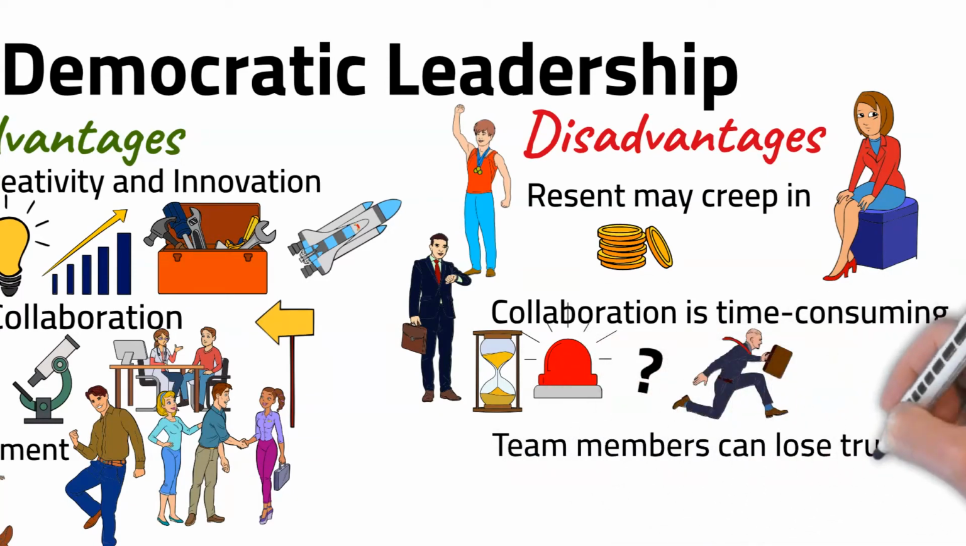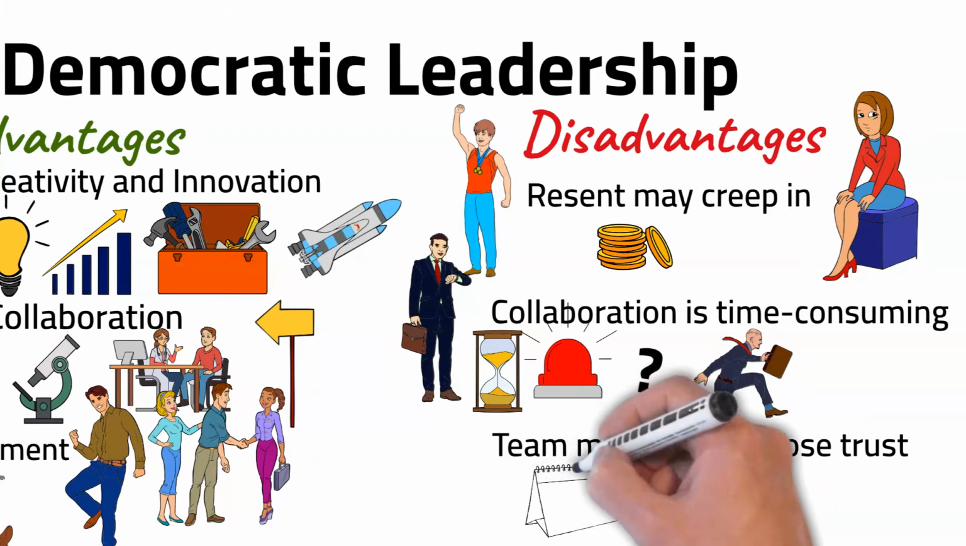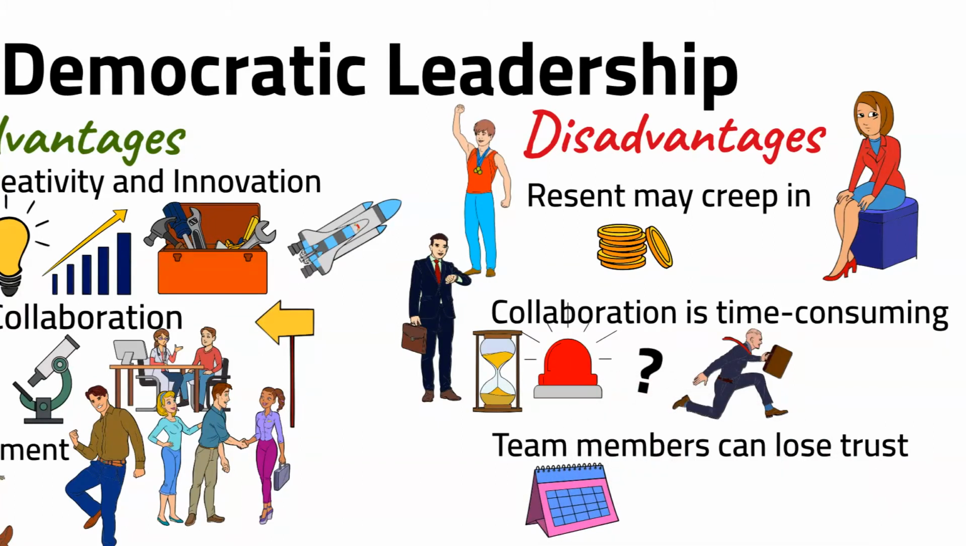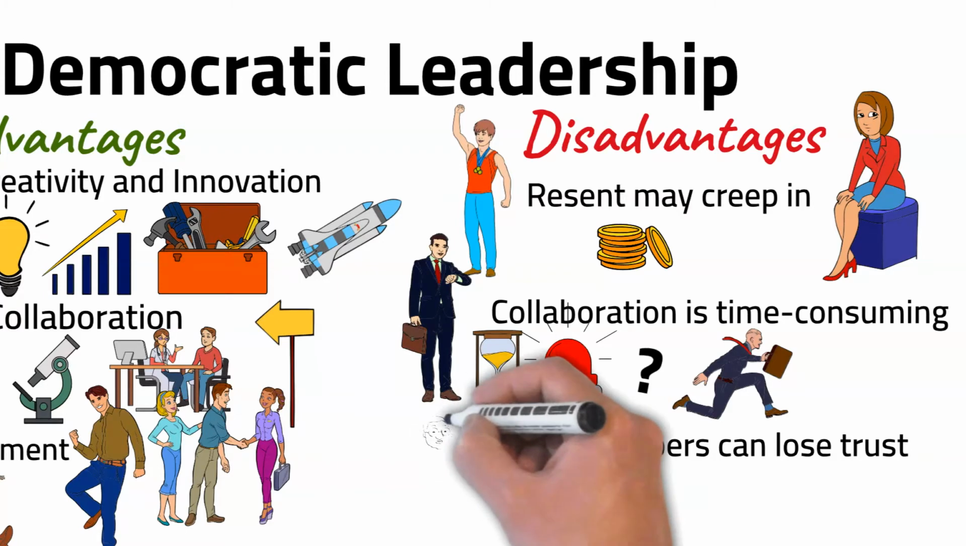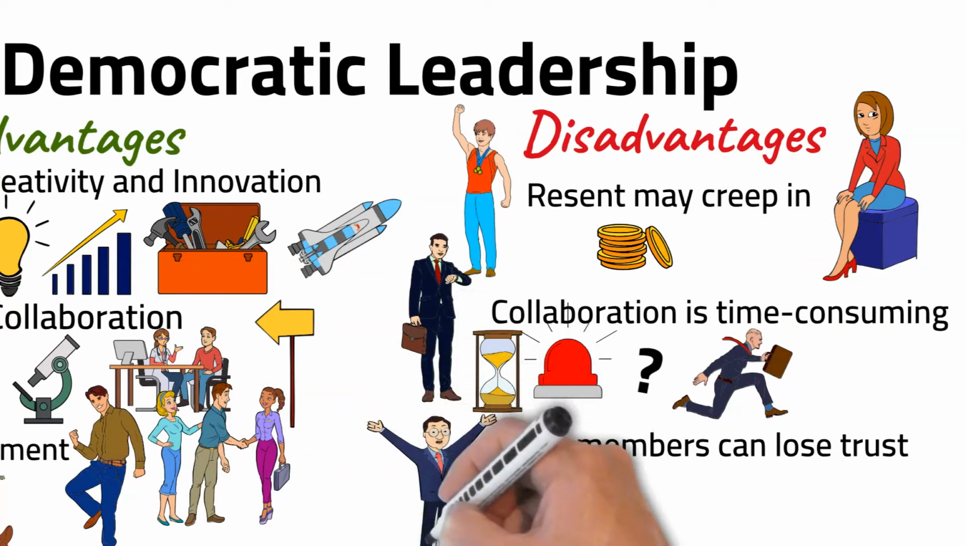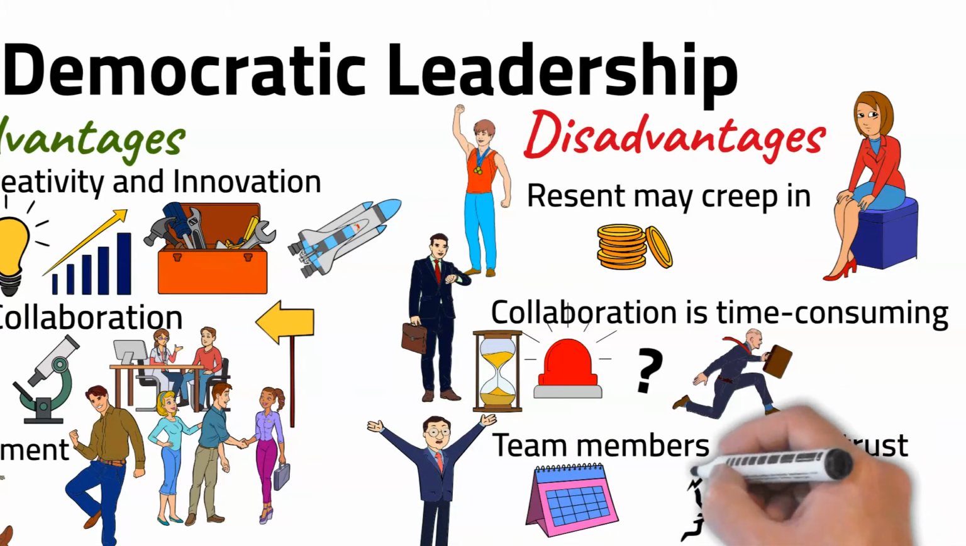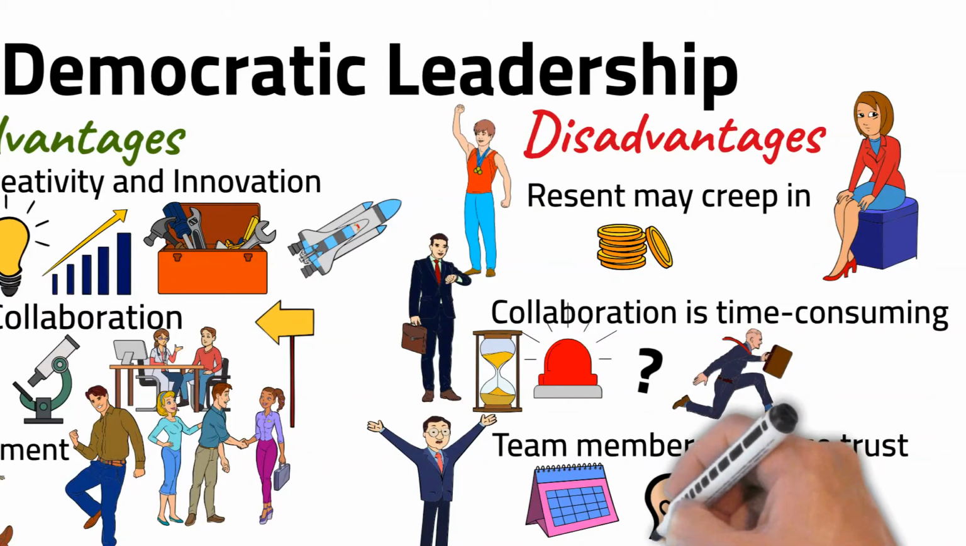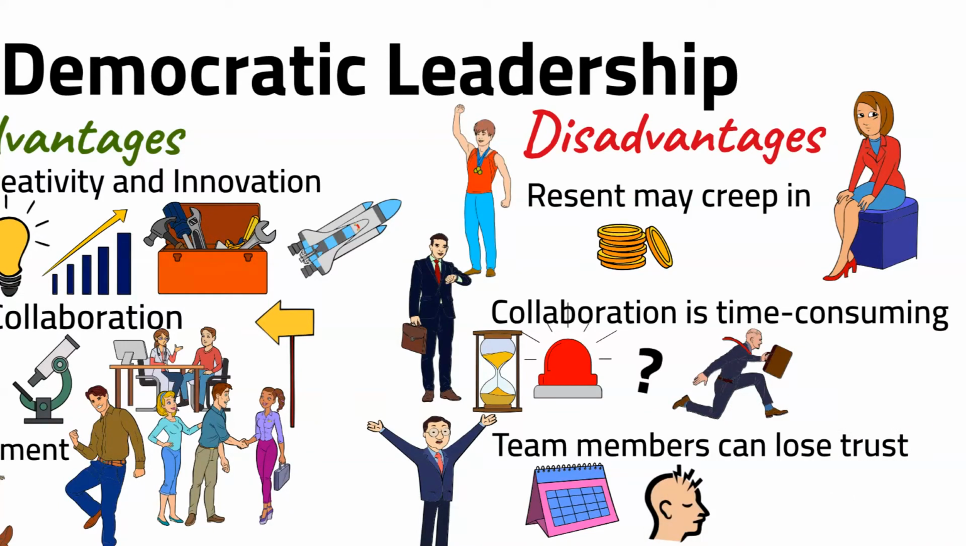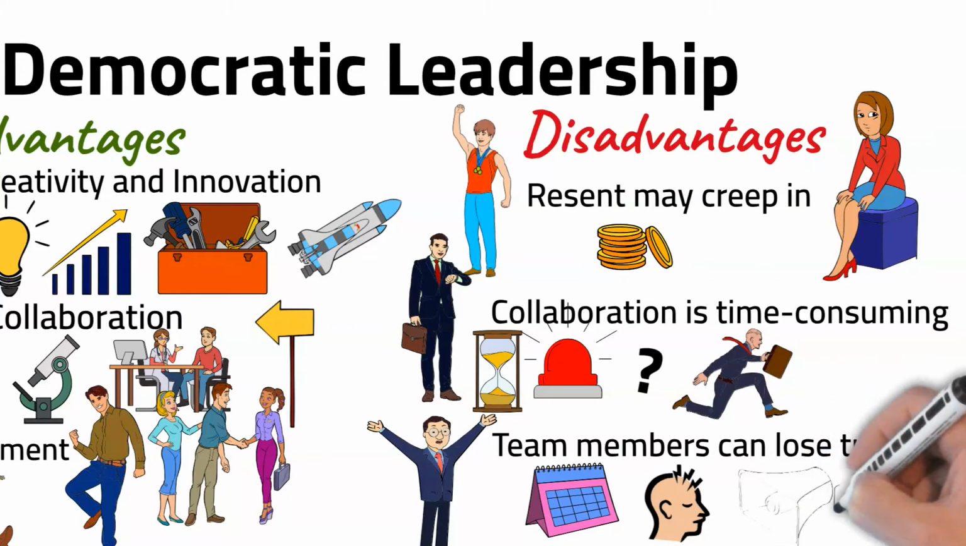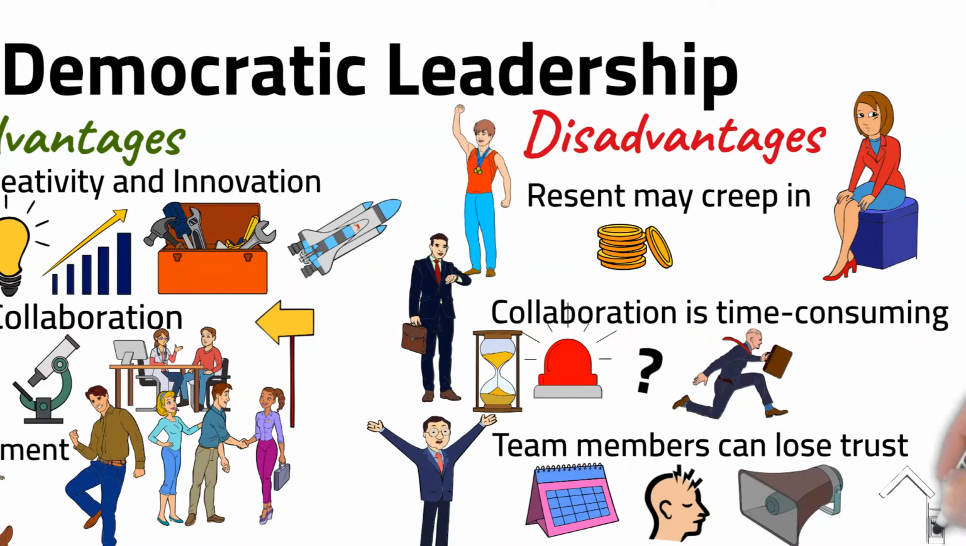Team members can lose trust. After a period of democratic leadership, team members expect participative leadership and might even consider it mandatory. Therefore, they become confused when the leader makes quick decisions without their input. This can lead to uncertainty about when to expect participation. A democratic leader needs to effectively communicate the reasons for quick decisions so that discord doesn't permeate throughout the team.